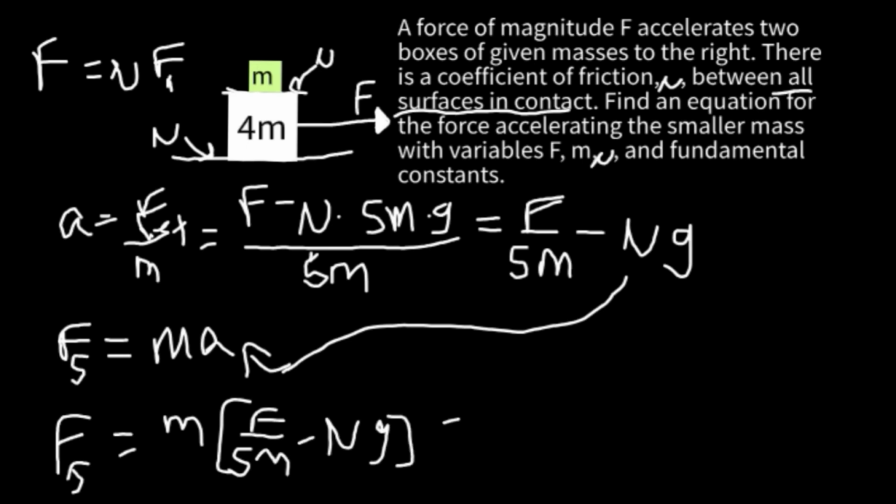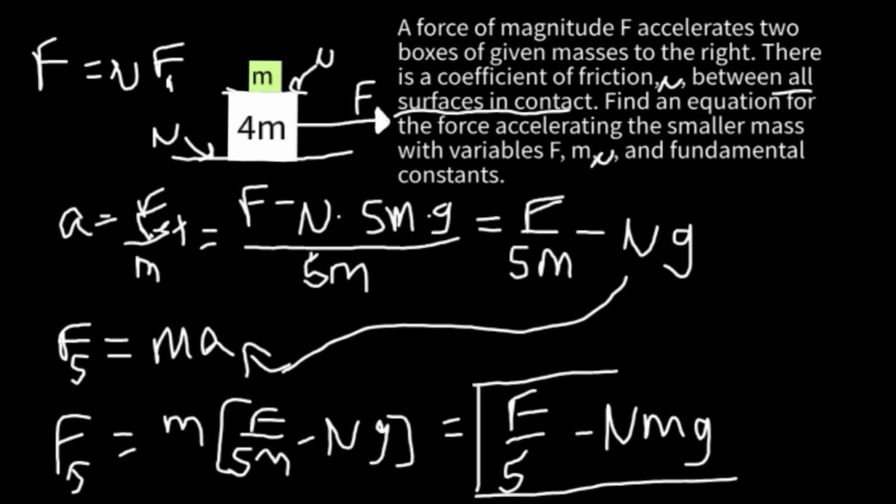multiply out, and we're going to get F over 5 minus mu mg. That is the answer. So I would probably put a box around that. So what it says is that the force accelerating the smaller mass is 1/5 of the total force minus the force of friction acting on that box.